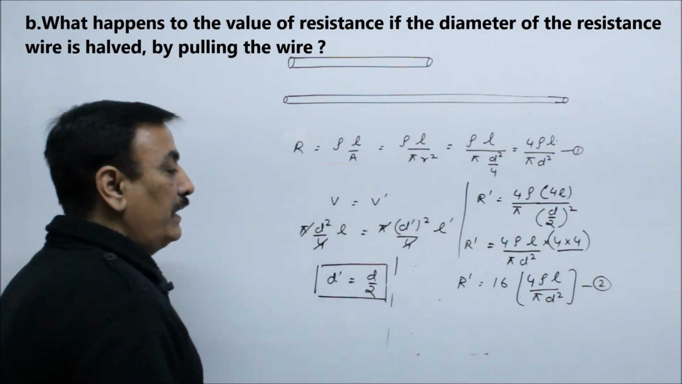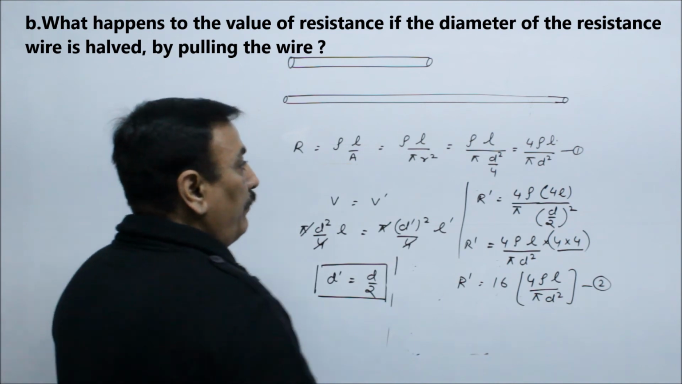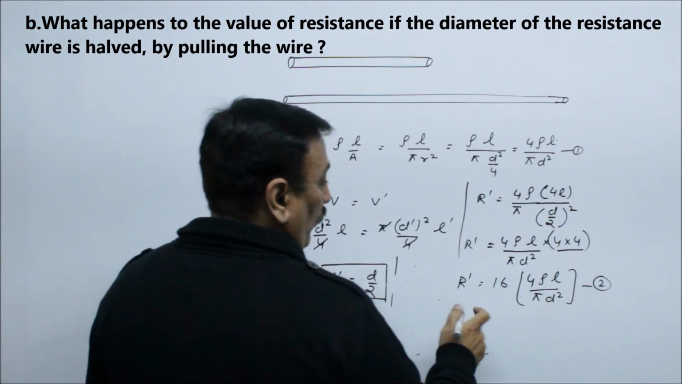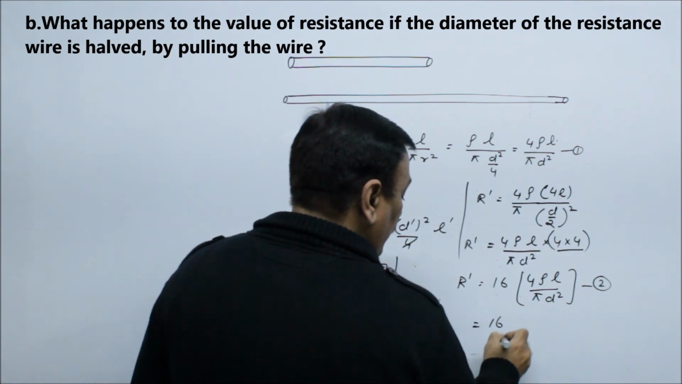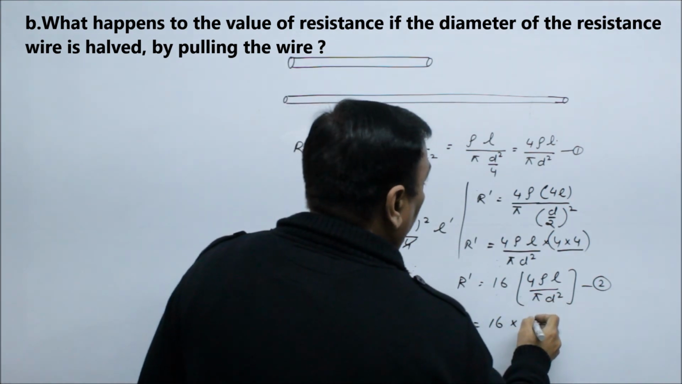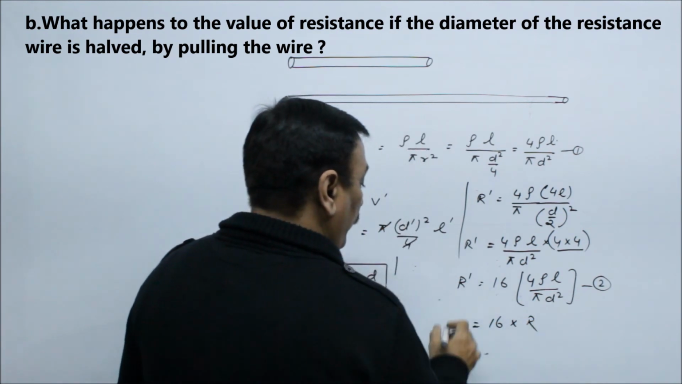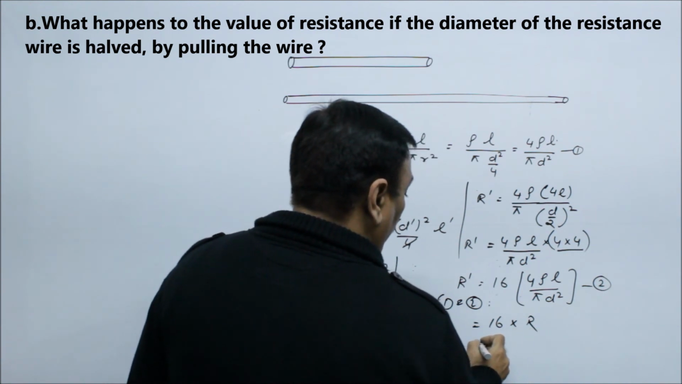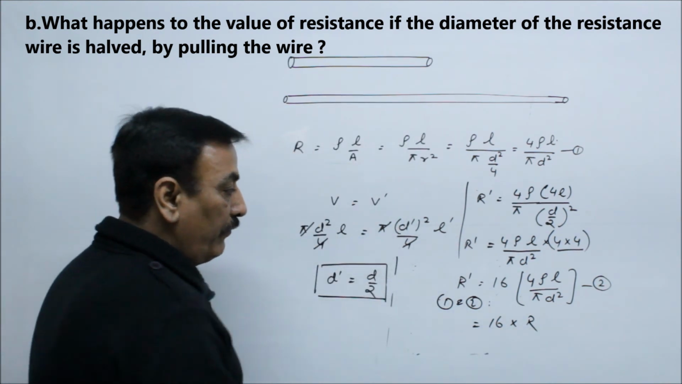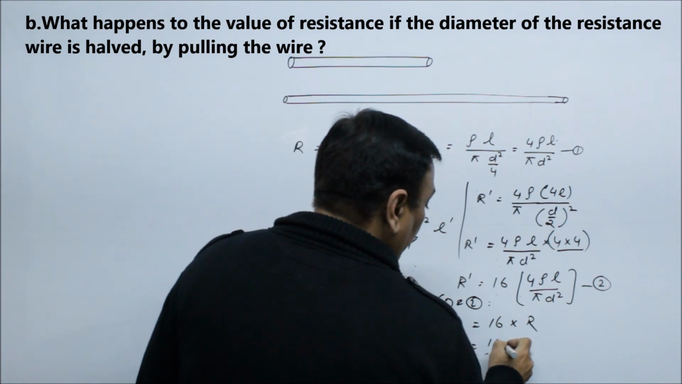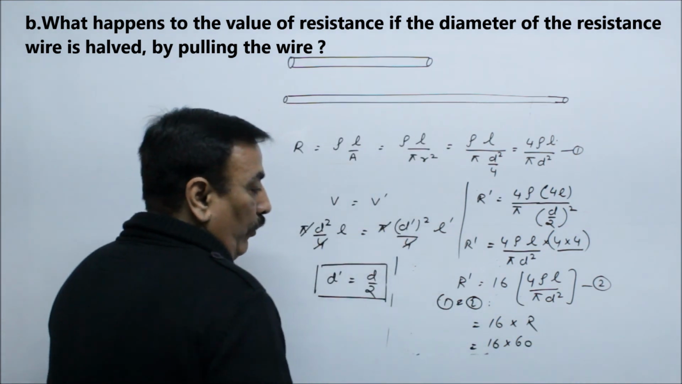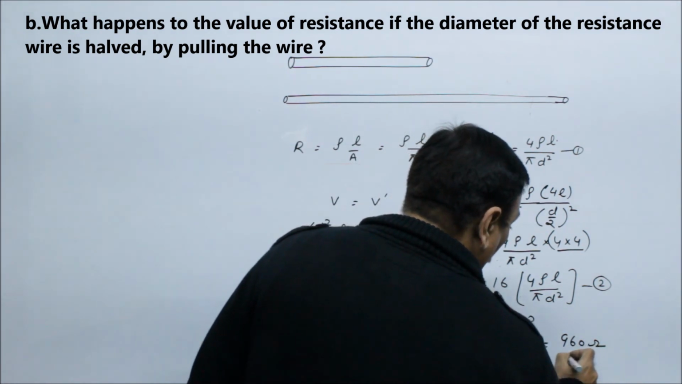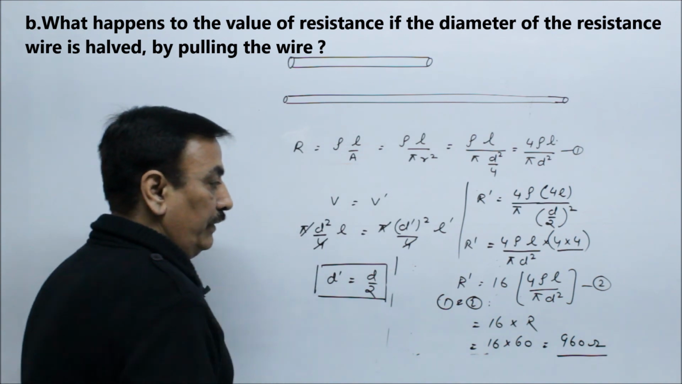Now compare the first and second equation. From the first equation we can see 4 rho L over pi d square is equal to R, whose value was 60. So we can write 16 into, this is nothing but R, from the first and second equation. So it is 16 times R, and if we take the value of R from the previous part, it is 16 into 60. And what is 16 into 6? 96. So 960 ohms is the answer for this question.